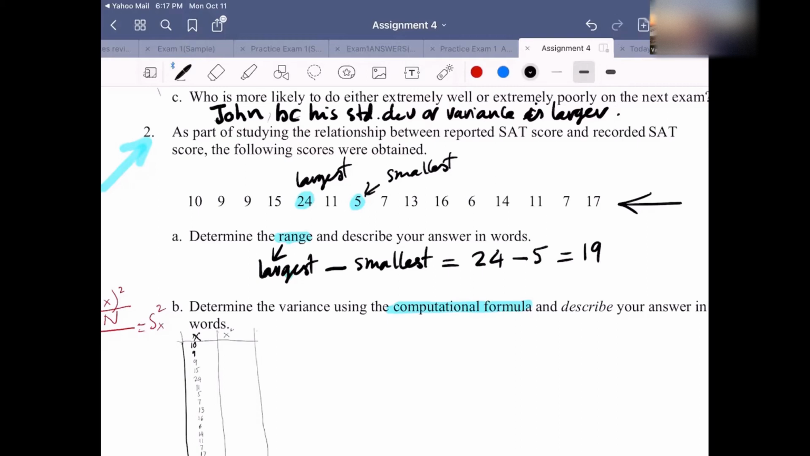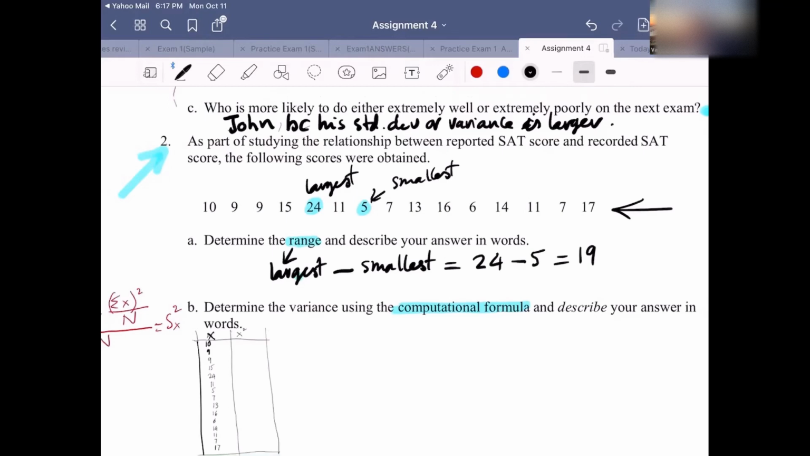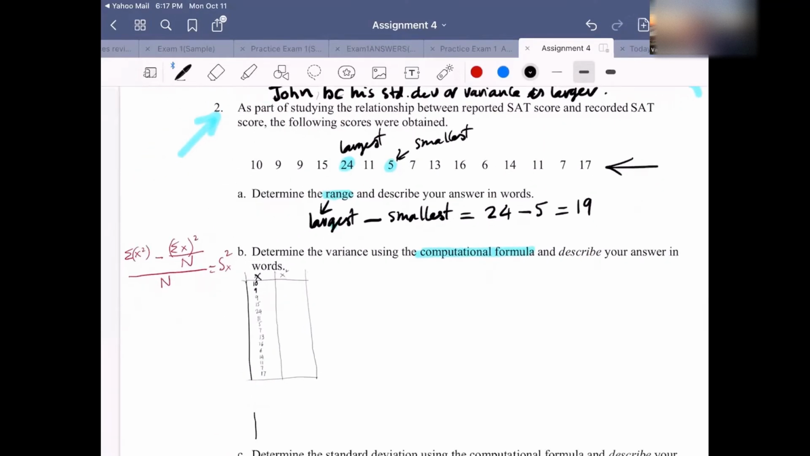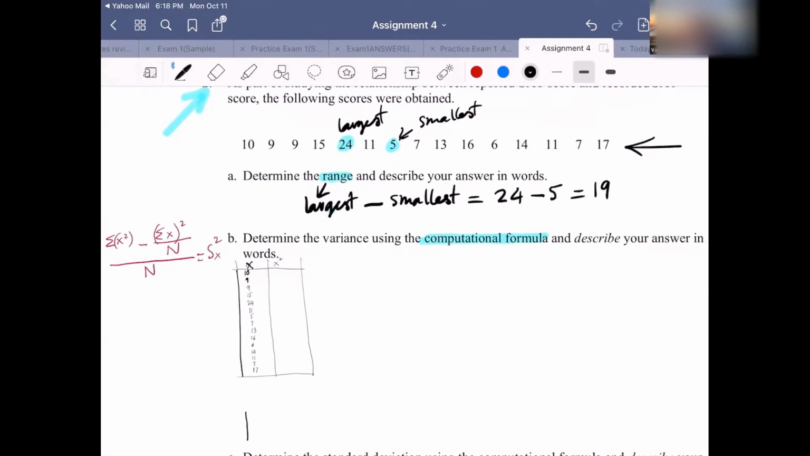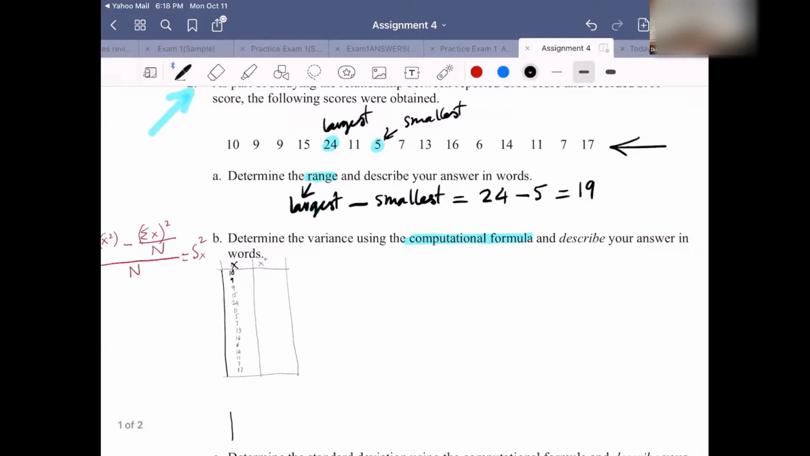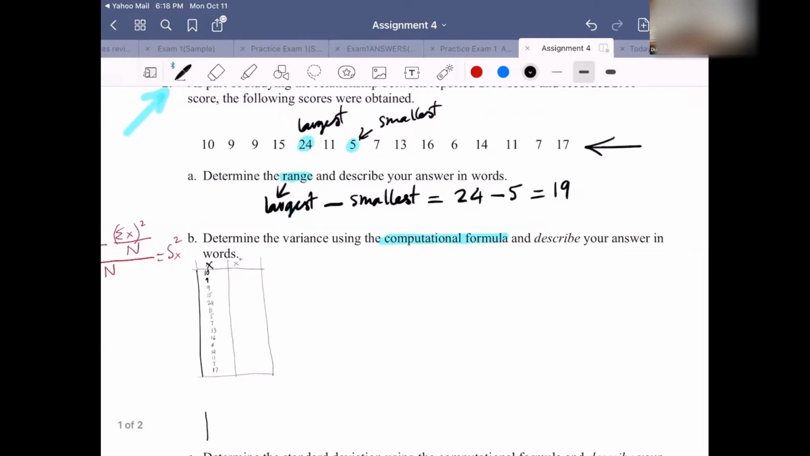All right, let's move on to part B. And some people had a question about this. I'm going to ask someone to read it out loud for me. Can you read part B out loud for me? Determine the variance using the computational formula, and describe your answer in words.